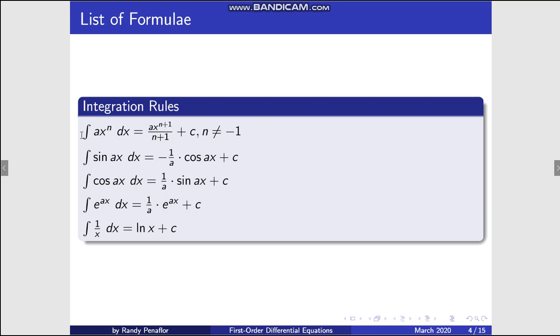The integral of ax to the n dx equals ax to the n plus 1 over n plus 1 plus c, where n is not equal to negative 1 and c is an arbitrary constant. The integral of sine ax dx equals negative 1 over a times cosine ax plus c. The integral of cosine ax dx equals 1 over a times sine ax plus c. The integral of e to the ax dx equals 1 over a times e to the ax plus c. The integral of 1 over x dx equals ln of x plus c.